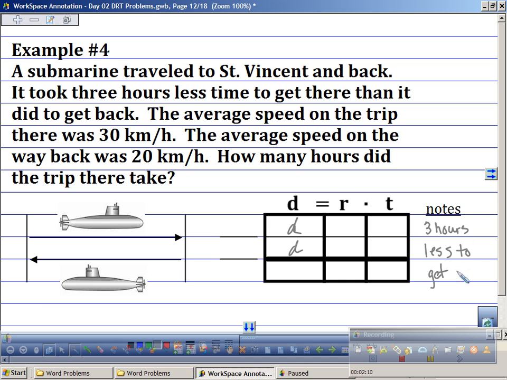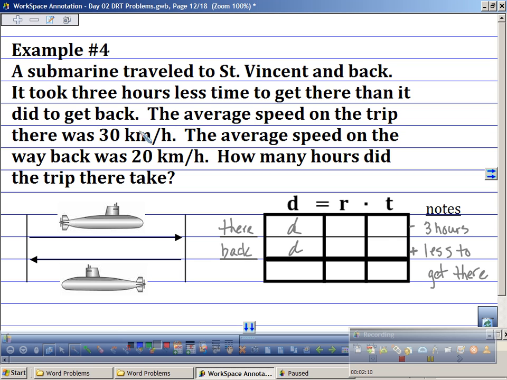So 3 hours less to get there. So who's going to be bigger? Getting there or getting back? Getting back. So getting back is going to be larger than getting there. This is going to be a smaller number than this, correct? Does everybody see that? Yes. By that little piece of information they gave me, the time to get there is less than it is to get back. So let's continue. It took 3 hours less time to get there than to get back. So this is there. This is back.